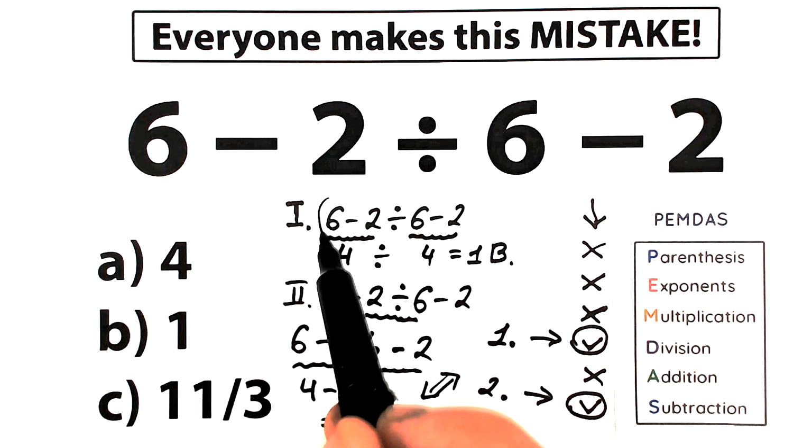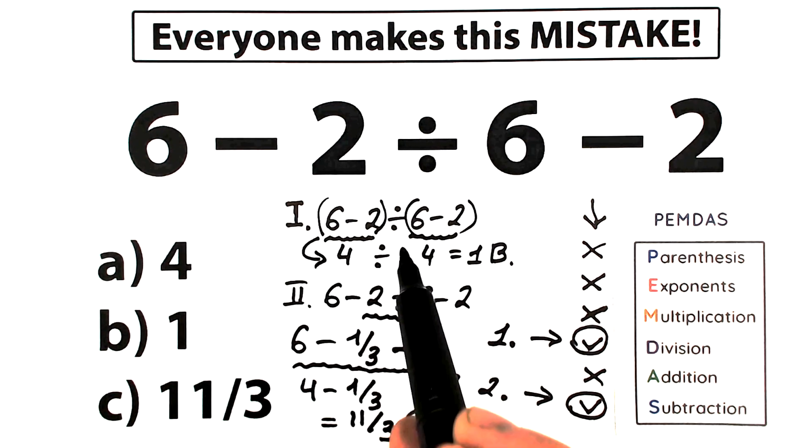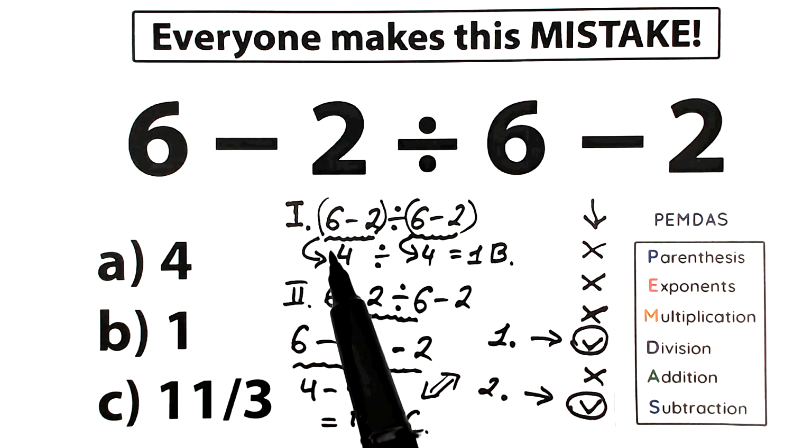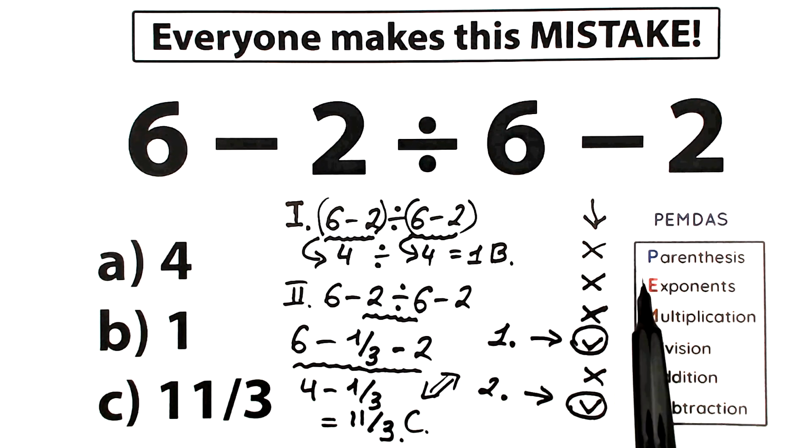With parentheses this question will be okay, because we should start from these parentheses. We have 6 minus 2 and 6 minus 2 right here. Then subtraction will have higher priority than division, because this is inside parentheses. Parentheses is our first step. So the correct answer to our challenge is option C. Let's write our answer. This is option C.